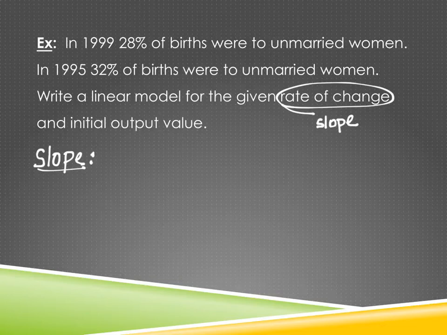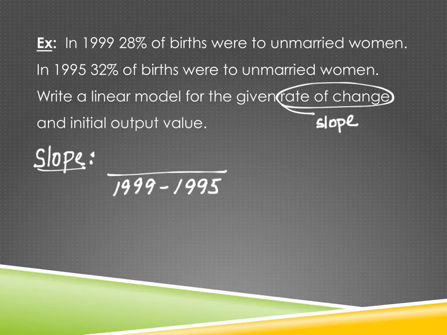The year doesn't change based on the unmarried women having babies. That's not what's going on. The year just progresses on its own. That's the idea. So we're going to have the years on bottom. The years 1999, I'm just going to do the larger one minus the smaller one, although it doesn't really matter. If I did it the other way around, it'd be okay. What does matter is that the numerator's order matches the denominator's order.